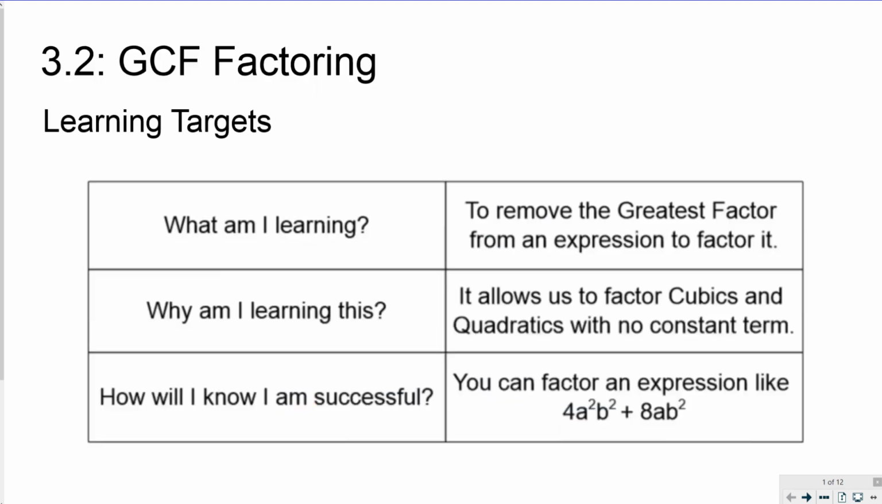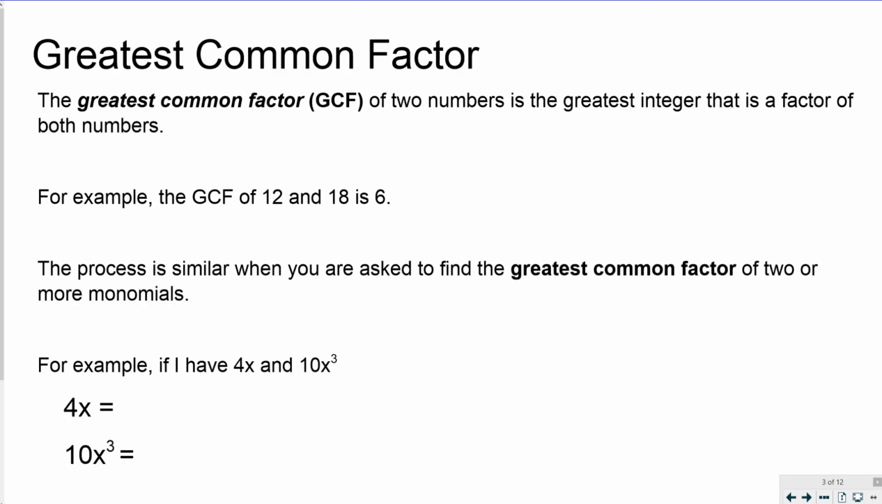So let's get started. You are learning to remove the greatest factor from an expression in order to factor it. It allows us to factor cubics and quadratics that don't have constants. And you can factor an expression like 4a squared b squared plus 8ab squared, a complex multivariable polynomial, if you're successful at learning this.